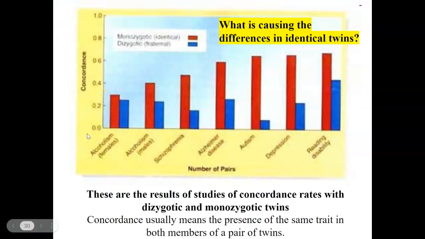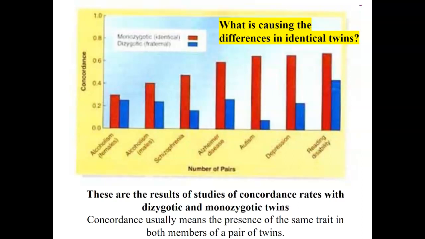This is showing concordance rates between twins. Identical twins are shown in red, fraternal twins are shown in blue. Concordance rates means if one twin has it, the other twin also has it. So you can see that there's a genetic component to some more so than others.